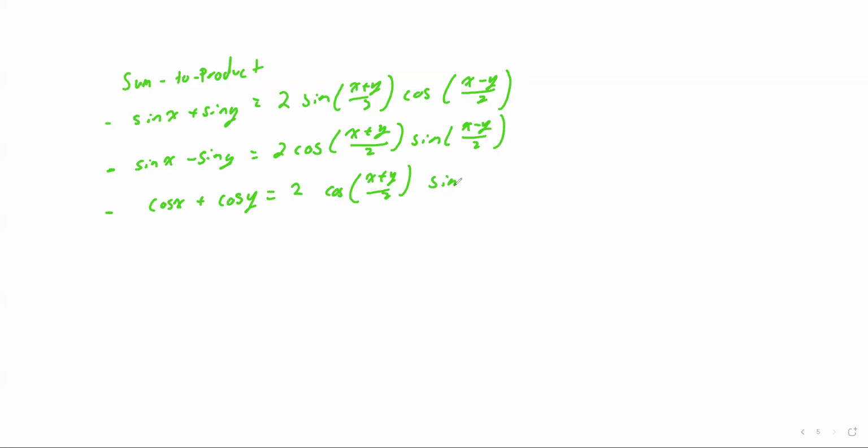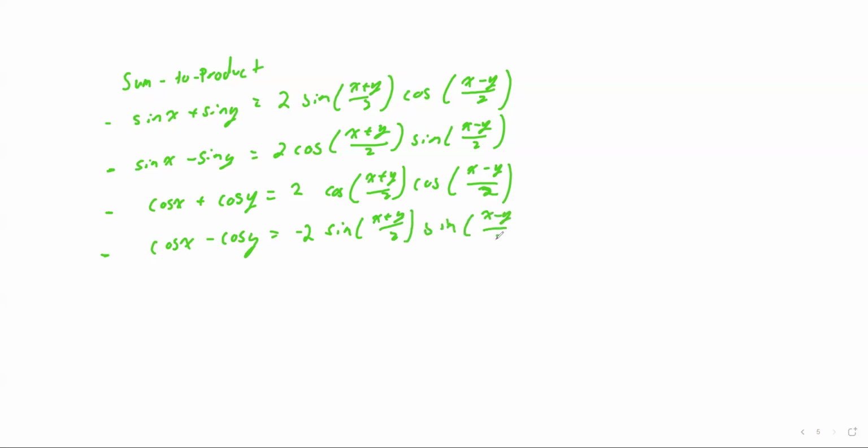Let me check, because that looks exactly the same. Oh, all right, cool. Almost wrote that wrong. It's actually 2 times cosine of this times cosine of (x minus y)/2. And then the last one is cosine x minus cosine y would equal -2 sine of (x plus y)/2 times sine of (x minus y)/2.